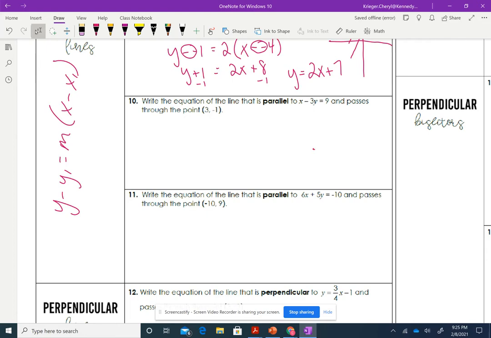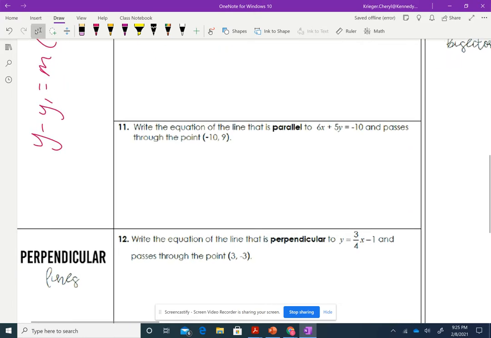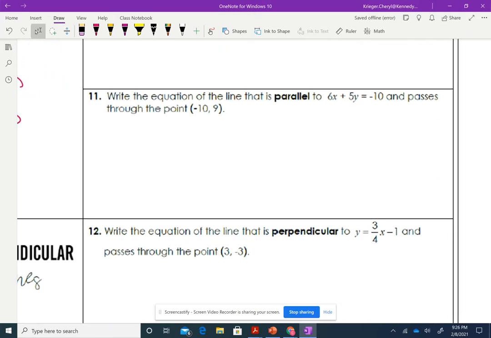Okay, so number 11 is going to be kind of like number 10. Right, the equation of the line that's parallel to 6x plus 5y equals -10. Well, that's not very nice of them. They did not give us the equation in slope-intercept form, so we have to convert it by subtracting 6x on both sides, and we're left with 5y equals -6x plus -10, and then we divide by 5 on both sides, and we get y equals -6/5 x minus 2, right?